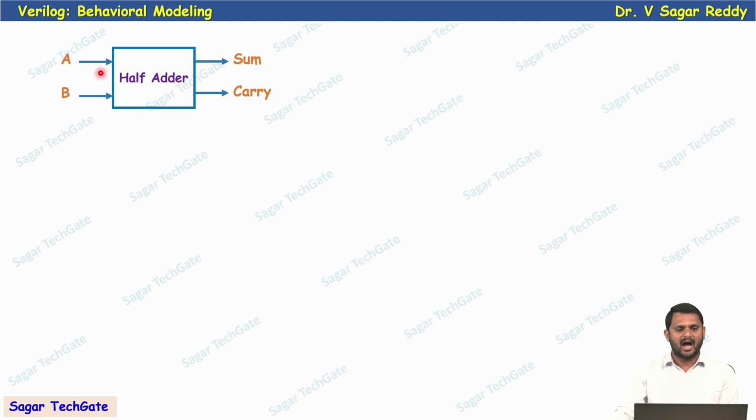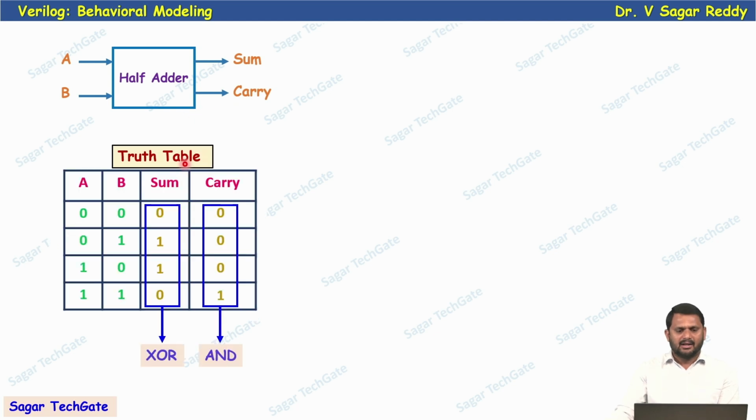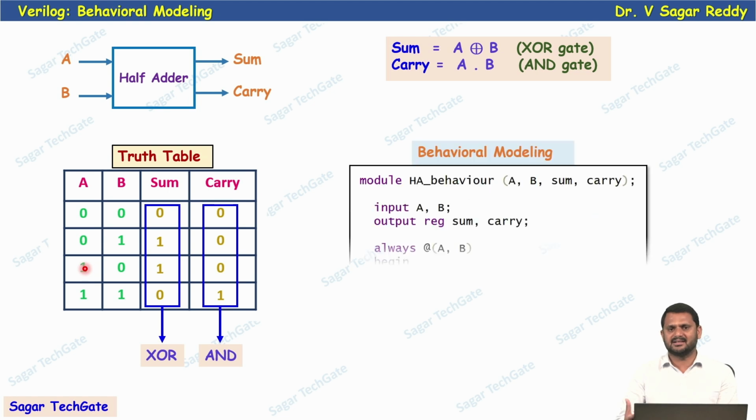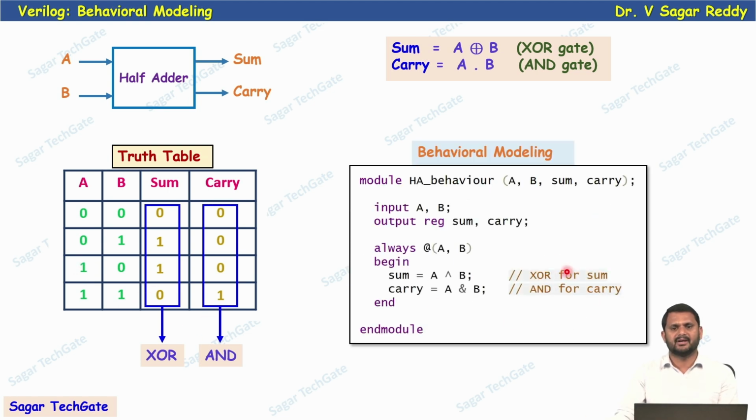So this is a half adder having two inputs A and B and two outputs sum and carry. Now see here, this is the truth table. We know that sum is the XOR of the given inputs, whereas the carry is the AND of the inputs. You can just write the expressions: sum is A XOR B and carry is A AND B. If we know this, we are not bothered about what gates are used inside, how they are connected, or how the data is flowing from input to output. It doesn't matter. We'll write the expression directly.